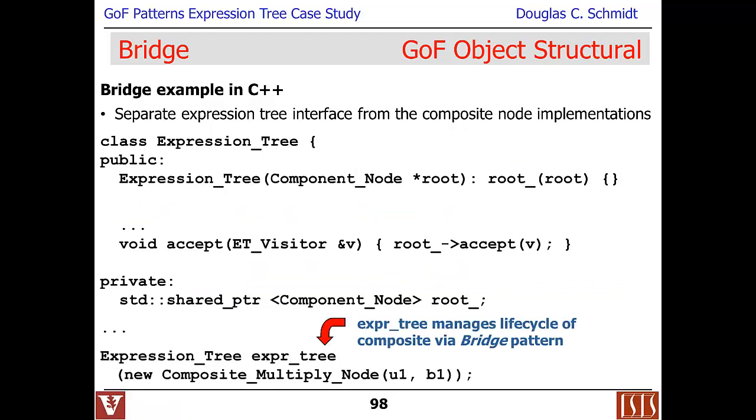Here then is an example of where we might use this. This is not the way I would do it, but it gives you a feel for it. Here we define ourselves an expression tree, and we initialize it with some subclass of component node. In this case, a composite multiply node, which has been initialized somehow.